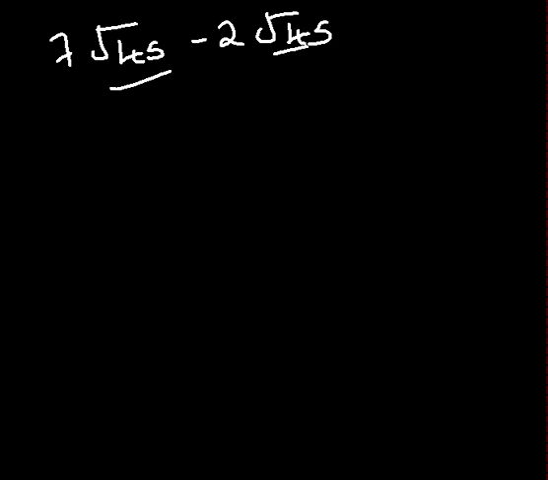And what if we can have this? Let's say we have 7 times the square root of, let's say, 45, minus, let's say, 2 times the square root of 45. So how do you think this can be simplified? In this case, all these are like terms, therefore we can subtract. We'll have 5 times the square root of 45.